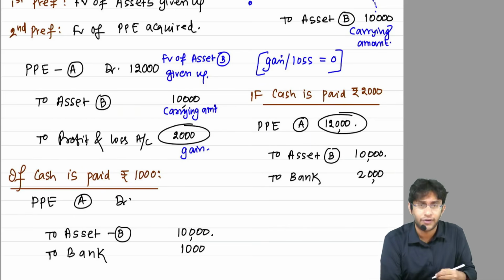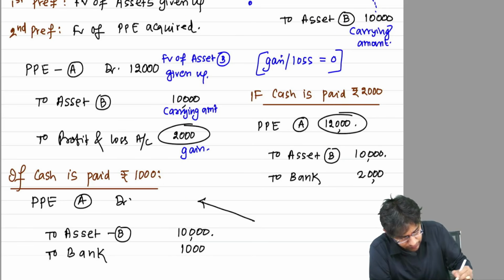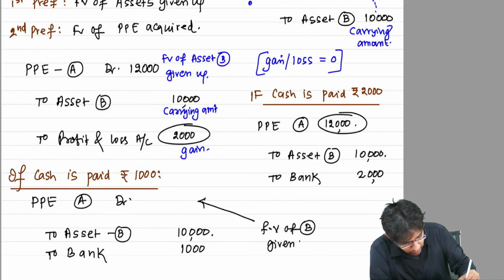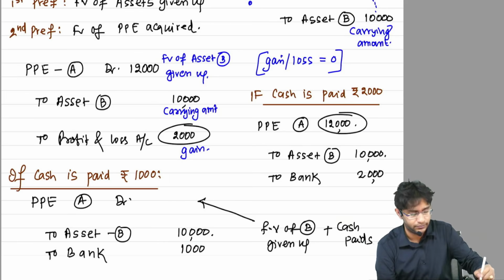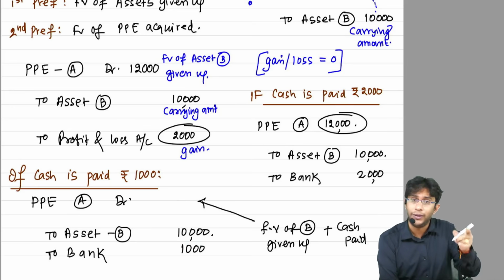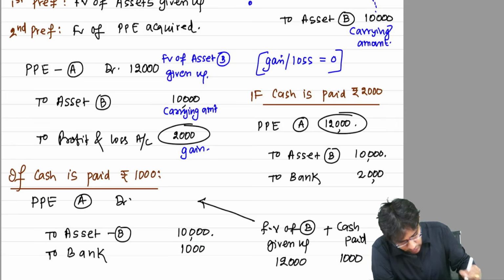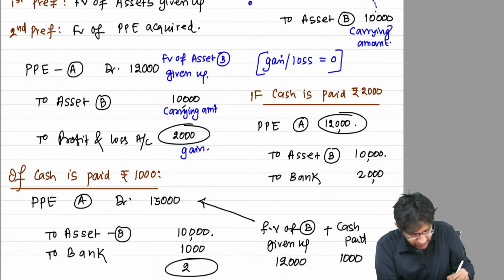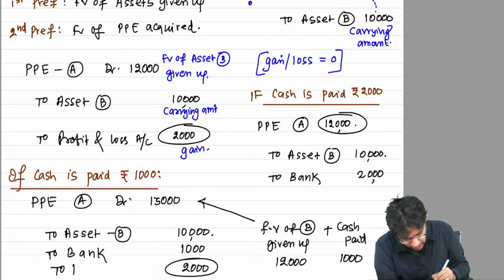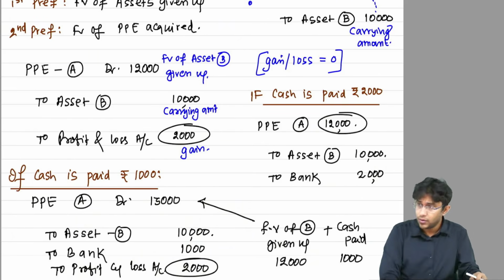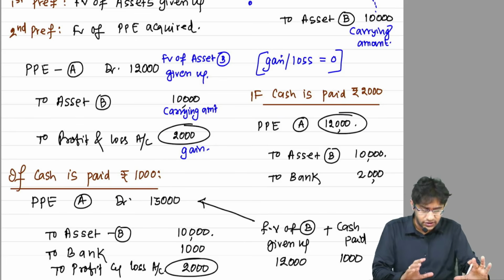Asset A is a new asset which I have acquired. This must be recognized at fair value of B given up plus cash paid. Fair value of assets given up. Assets, so B also, cash also. What is the fair value of B? 12,000. Cash paid 1,000. Total, this will be recorded at 13,000. The gap is gain on exchange. That anyway I will transfer to profit and loss account. Well guys, that is that. This is all about exchange, sir.